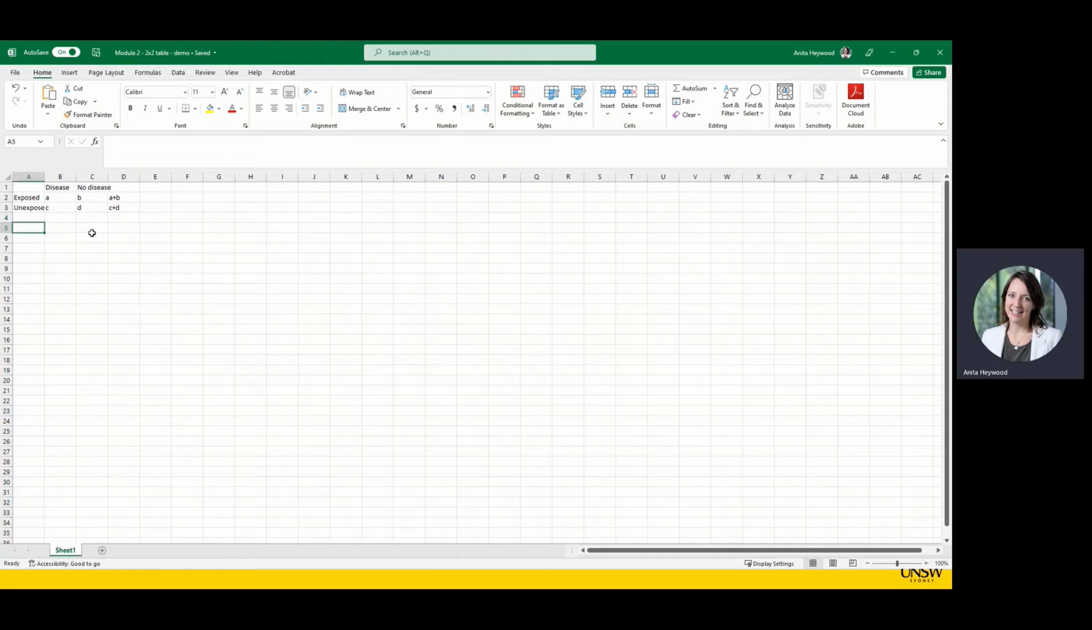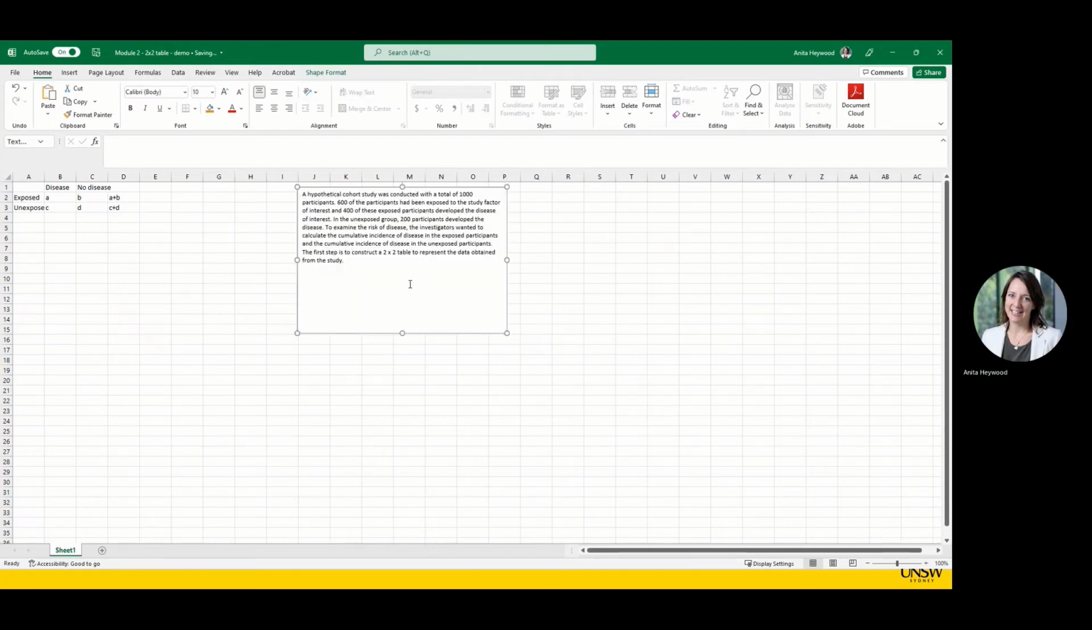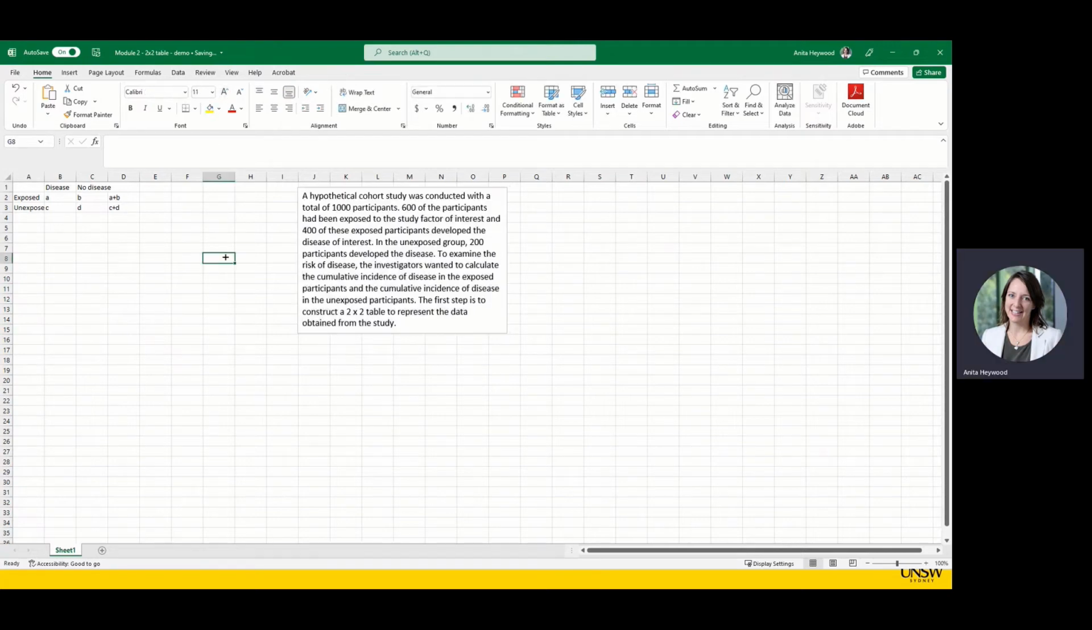So in example 2.1 in your course notes, we look at a hypothetical cohort study. So I'm just going to copy and paste that in here so you can see it. So a hypothetical cohort study conducted with a total of 1,000 participants. So in this course, you will be needing to fill in your 2x2 table based on the information given to you in a scenario. So I'll just show you that now.